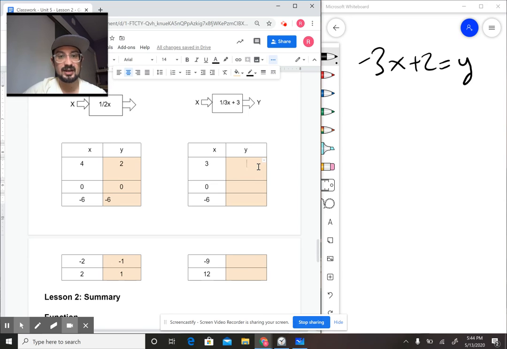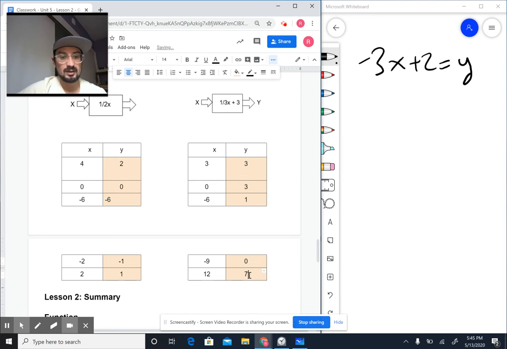For this one over here, you're going to have 1/3, same thing as dividing by 3. So you're going to divide your x by 3, and then you're going to add 3. So 3 divided by 3 is 1. 1 plus 3 is 4. And then this would be just plus 3. So it'd be 0. Negative 3 times 1/3 would be negative 1. Negative 1 plus 3 would be 2. Negative 3 divided by 3 would be negative 1. Negative 1 plus 3 would be 2. And 12 divided by 3 is 4. 4 plus 3 is 7.